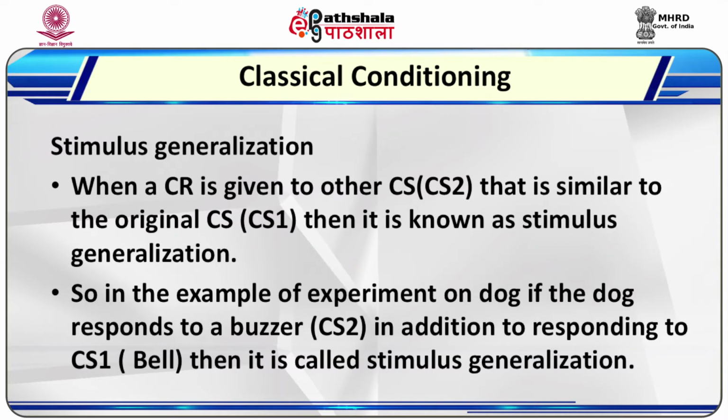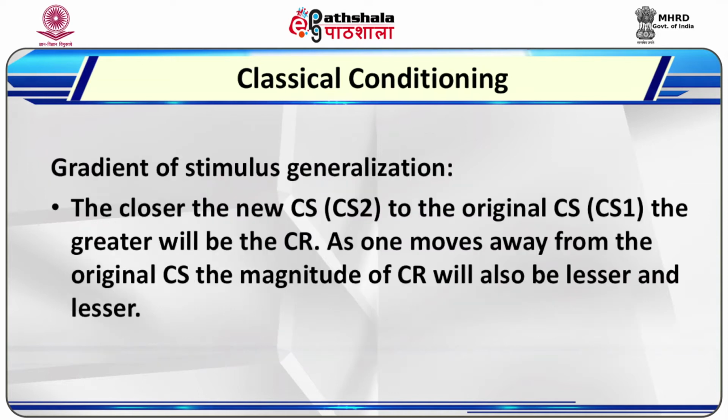Next is stimulus generalization. When the CR is given to another neutral stimulus that is similar to the original CS, it is known as stimulus generalization. In the example of the dog experiment, when the dog salivates to a buzzer, a neutral stimulus that is similar to the bell, the original CS, as well, then it is known as stimulus generalization.